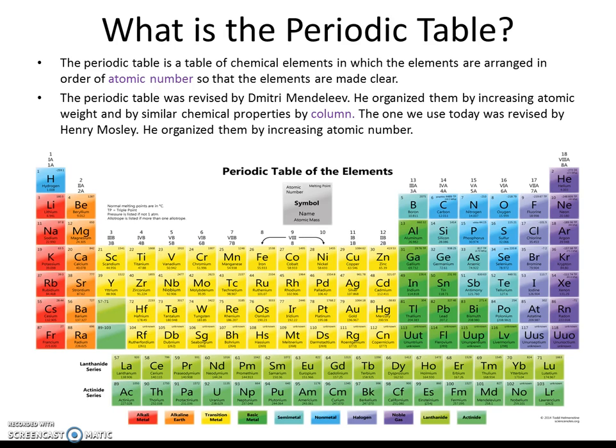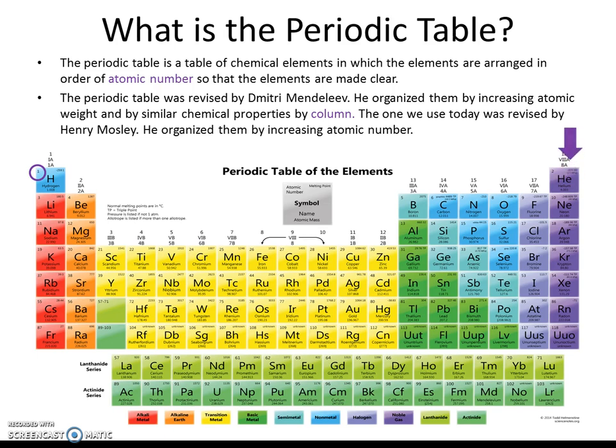The periodic table is a table of chemical elements in which the elements are arranged in order of atomic number, so that the elements are made clear. The periodic table was revised by Dmitri Mendeleev. He organized them by increasing atomic weight and by similar chemical properties by column.